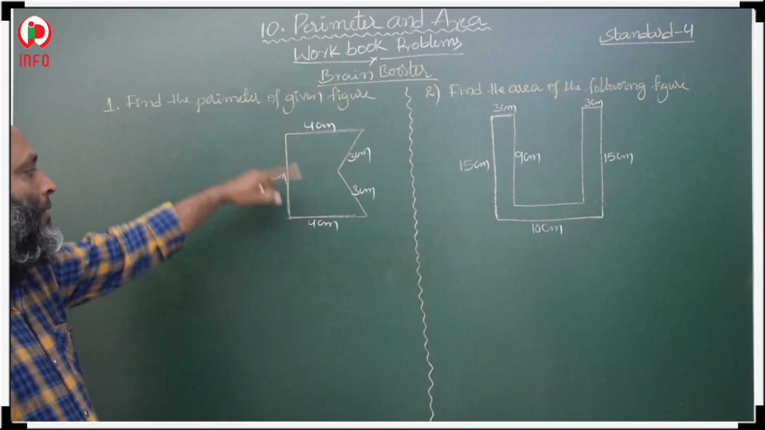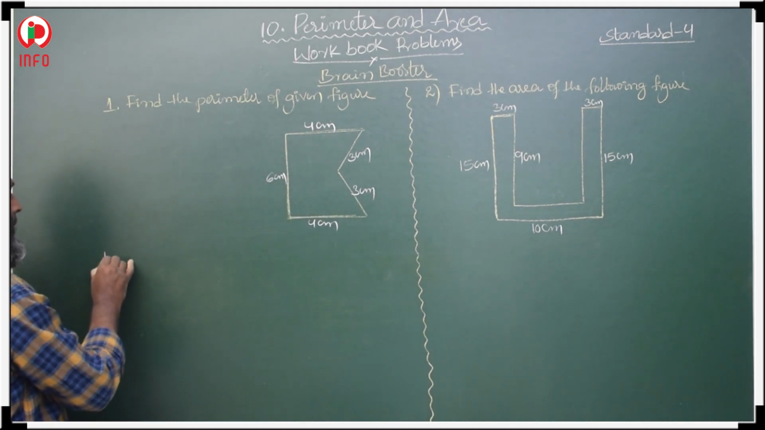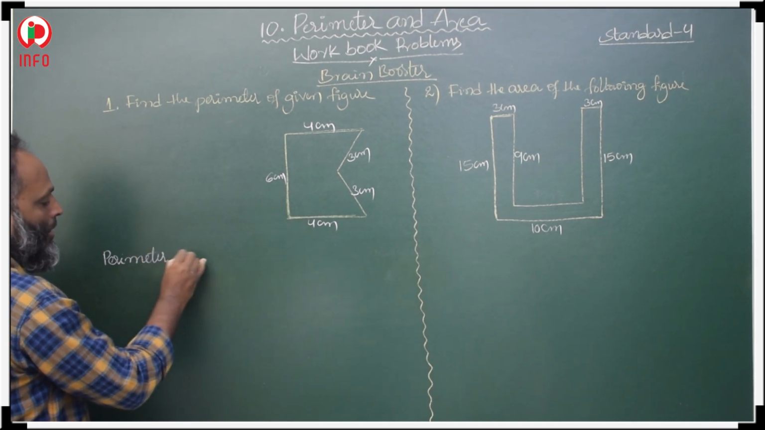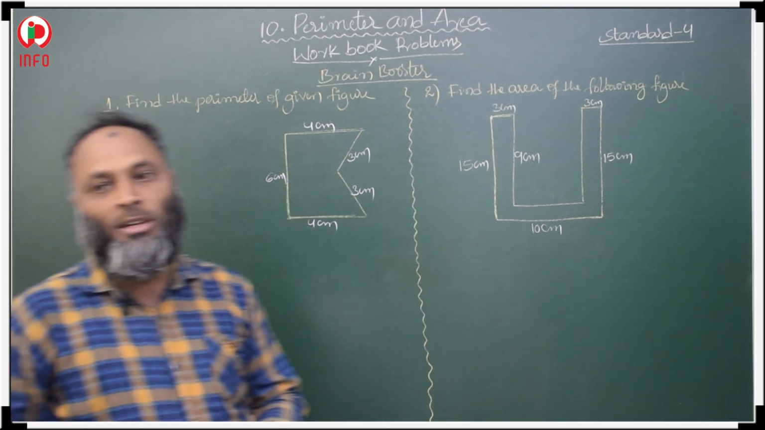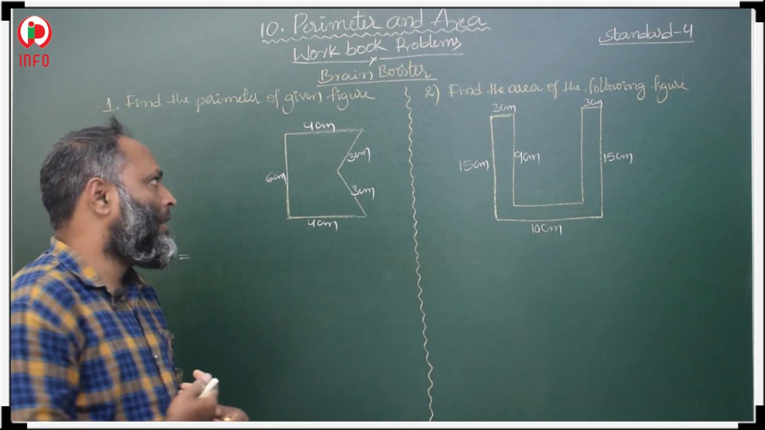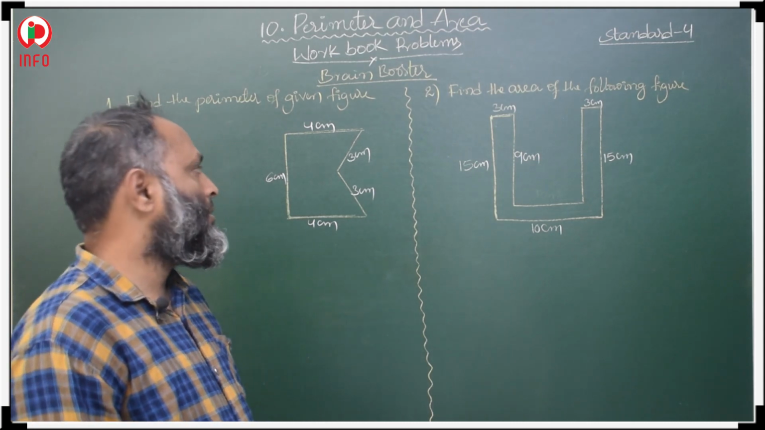Find the perimeter of a given figure. So, here we have to find the perimeter of this figure. So, in Brain Booster we recapitulate again. So what are we going to do here? See here in Brain Booster the first question. We have to find the perimeter of this closed figure.